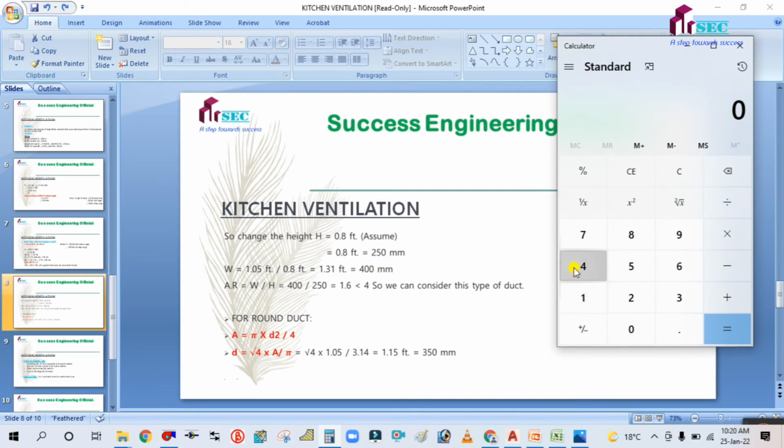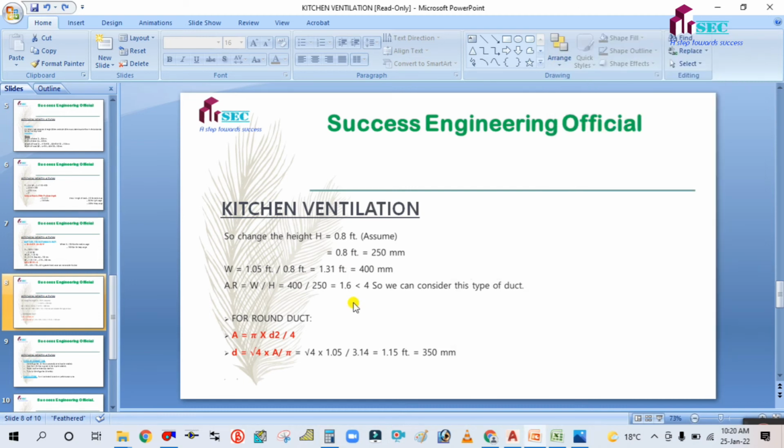So now you have to check the aspect ratio again. The bigger size of the duct divided by 250, the smaller size. 1.6 we are getting. That means 1.6 is less than or equal to 4, so 1 is to 4. So we can consider this type of duct. That means your aspect ratio should be 1 is to 4.